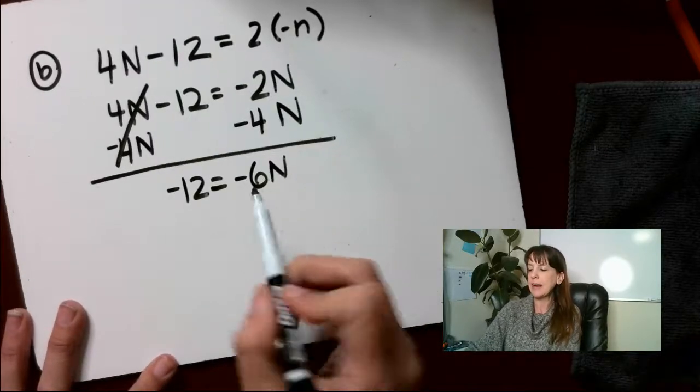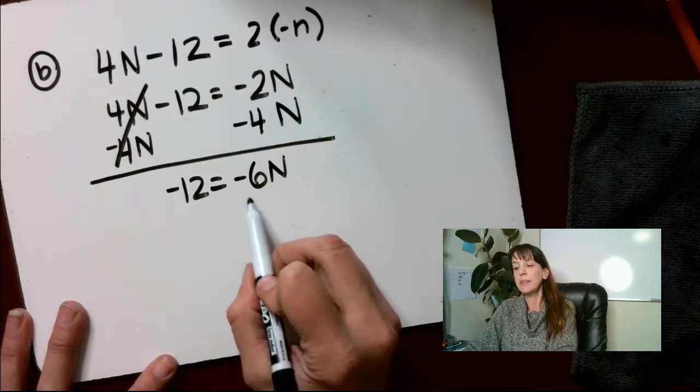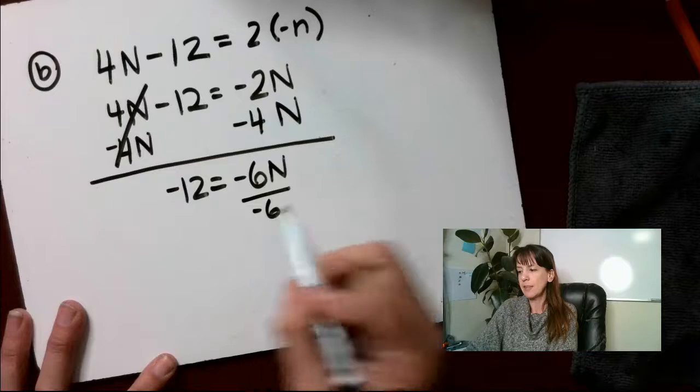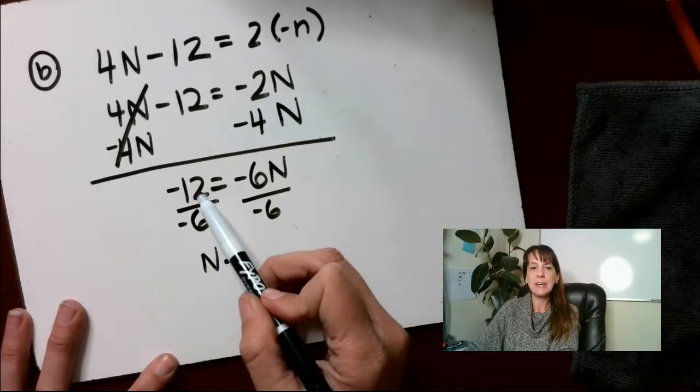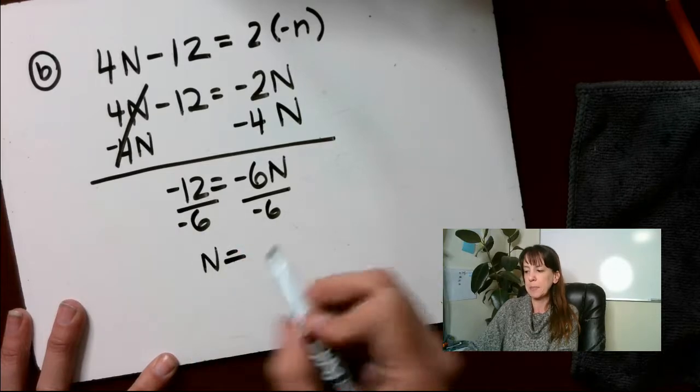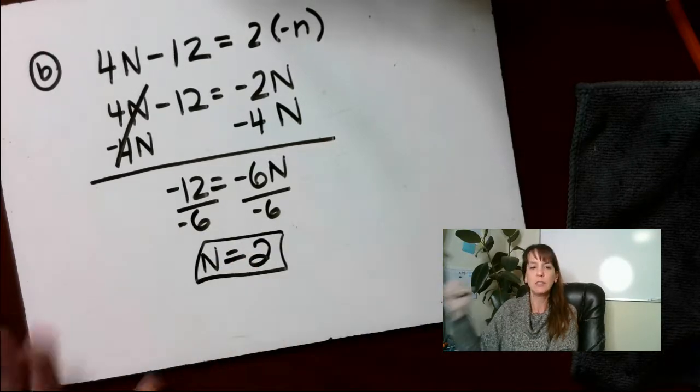All right, now we've got to get that n by itself. We're currently multiplying, so we do the opposite of multiply. Divide by negative 6, divide by negative 6. n equals, negative divided by negative is a positive, 12 divided by 6 is 2. There's your answer. Excellent work, guys.